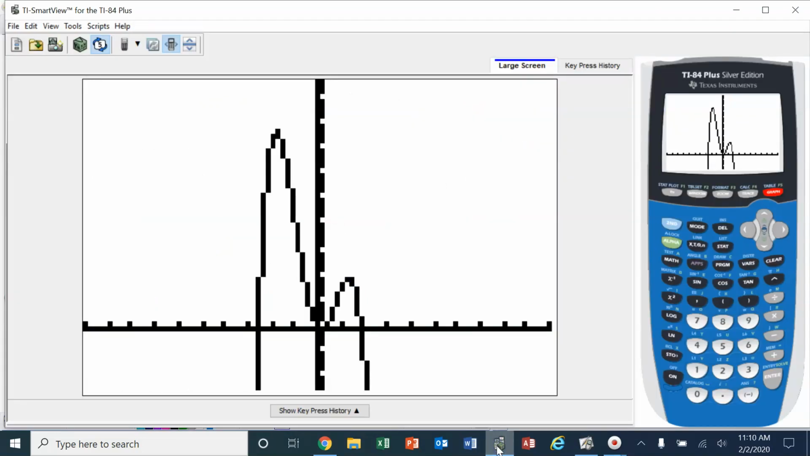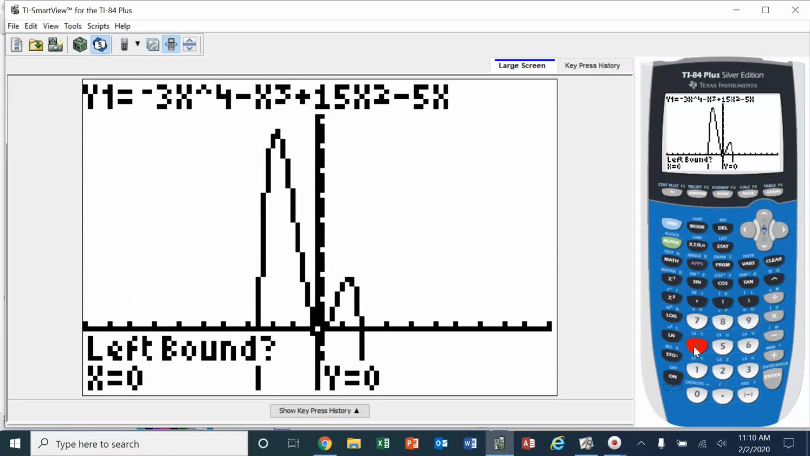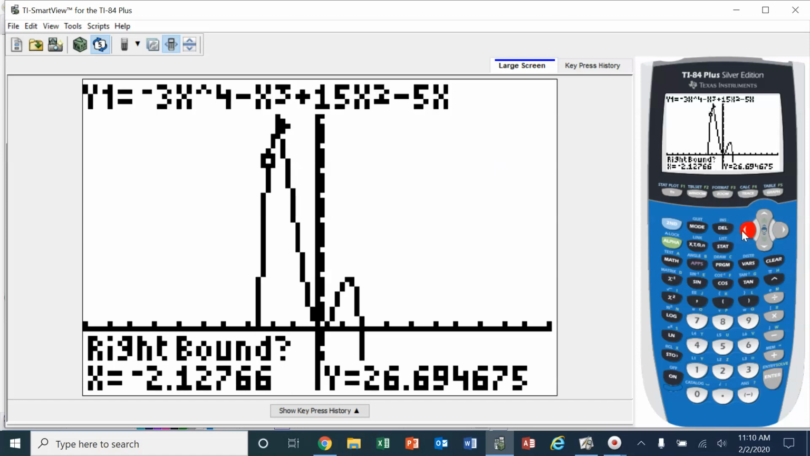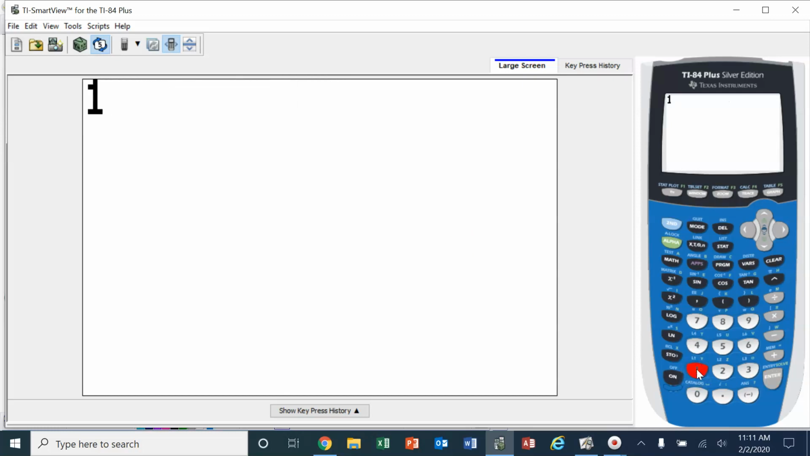Now to find it, remember you hit second trace, which is second calculate. I'm going to do the maximums first, so option 4. Now I'm going to move my little spider around to the left side. But before I do that, I'm going to show you what happens if I don't do it correctly. If I go, oh, that's the left side, I hit enter. Then I move this around to the other side and hit enter. Then I hit enter again and okay. If you get your left and right mixed up, it's going to tell you error.